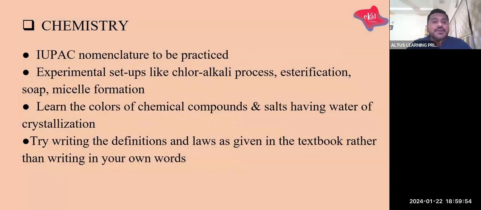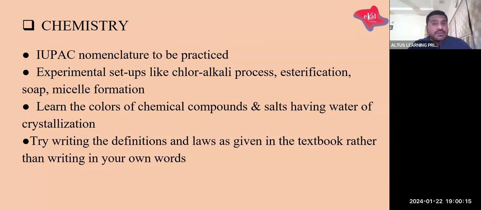In chemistry, IUPAC nomenclature is very important, especially in chapter 4, carbon and its compounds. So IUPAC nomenclature is a must. There are many compounds given in your textbook for practice. You may refer to the past 5 years' papers for more questions.